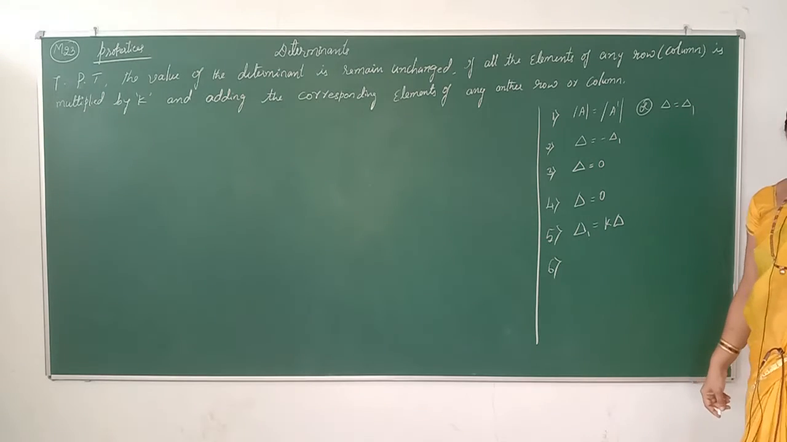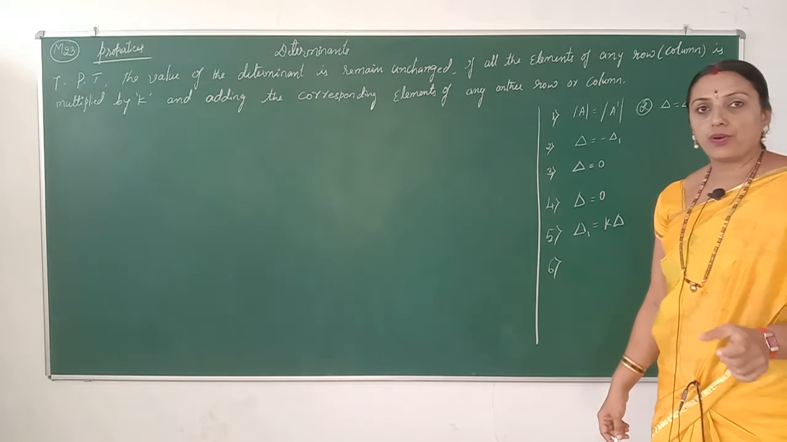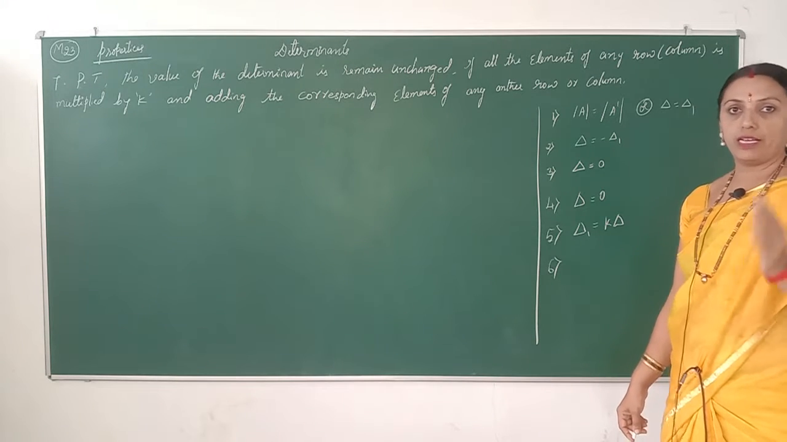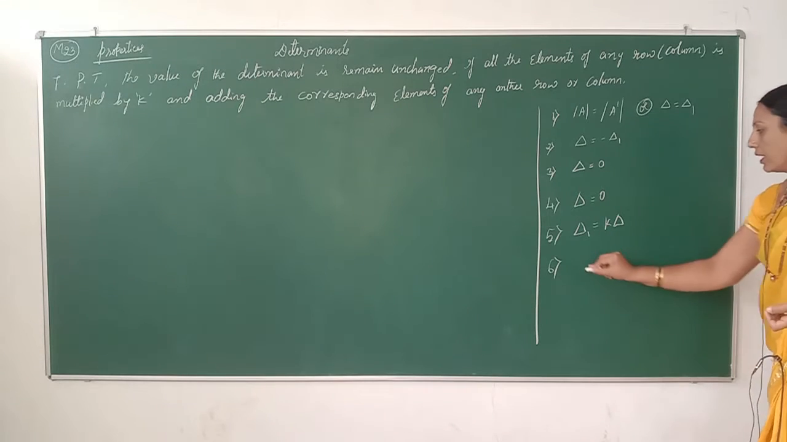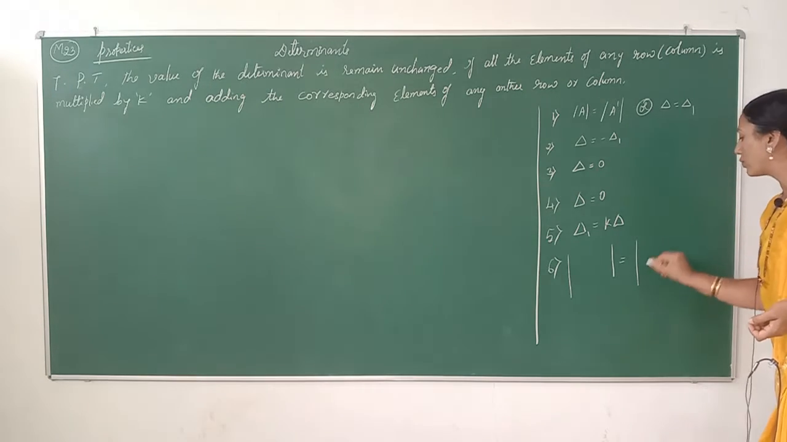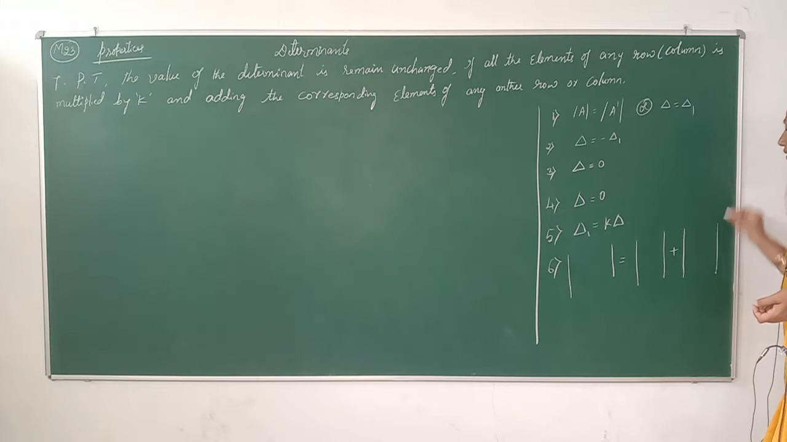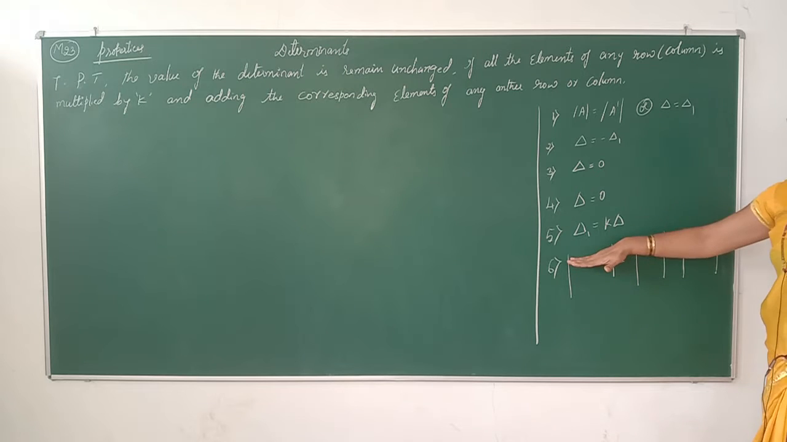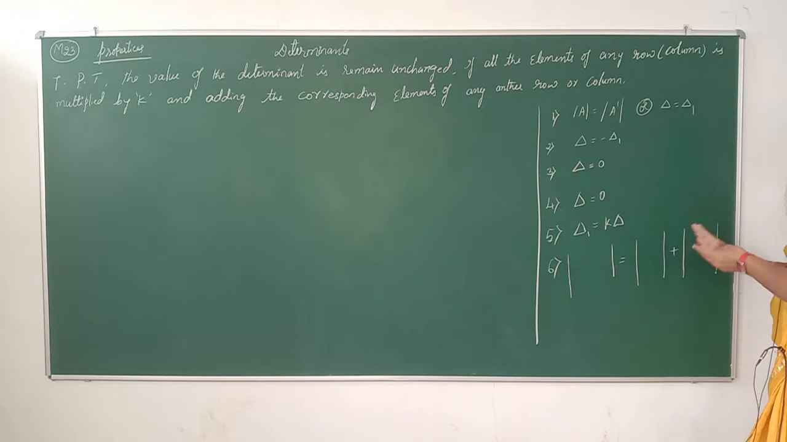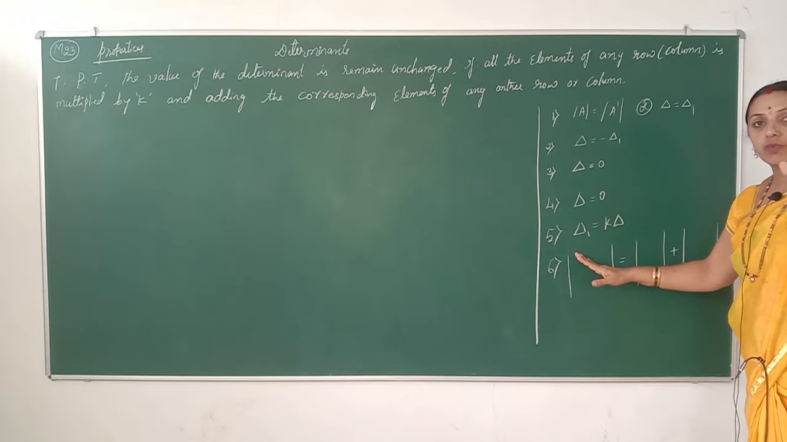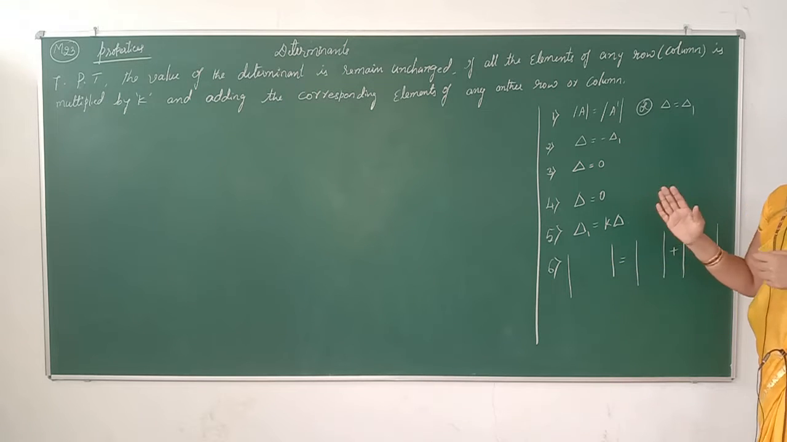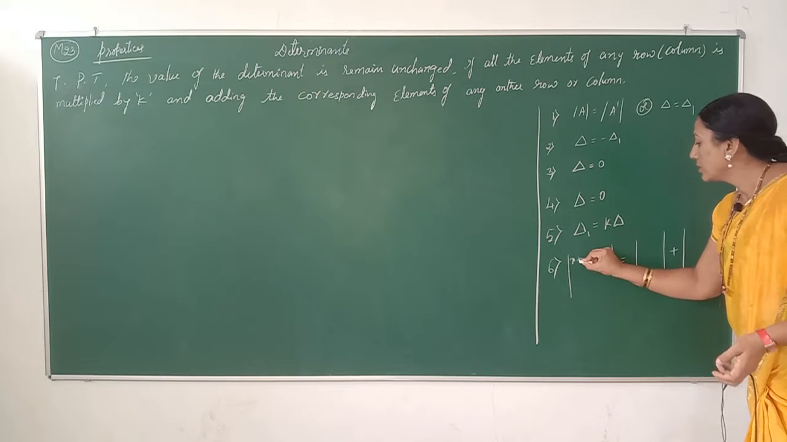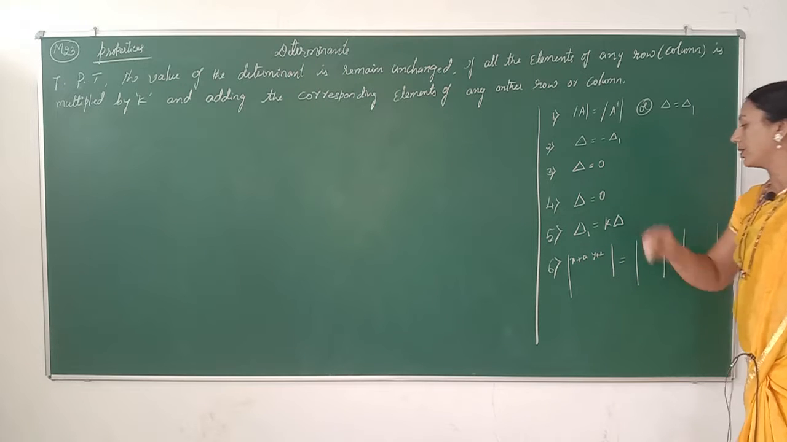Then the sixth one: if all the elements of any row or any column are a sum of two or more elements, then the determinant can be expanded as the sum of two or more determinants. The number of determinants depends on how many elements are being added with the corresponding elements in that row or column. So now we will prove it for two different elements being added.